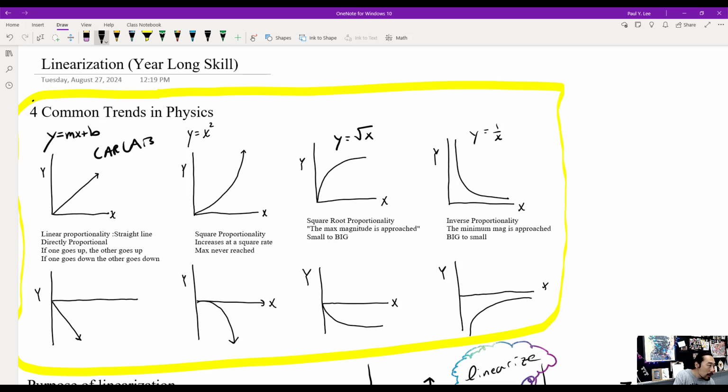So we know that for the car, for every 1 second that passes, it will travel a certain distance. Okay, it's predictable. The next one is what we call the square proportionality. Okay, so it increases at an exponential rate, or a square proportion rate. Now, here's the other thing that is important. The max is never reached unless there's a physical reason as to why we would even reach the max. So it just keeps on going up and up and up.